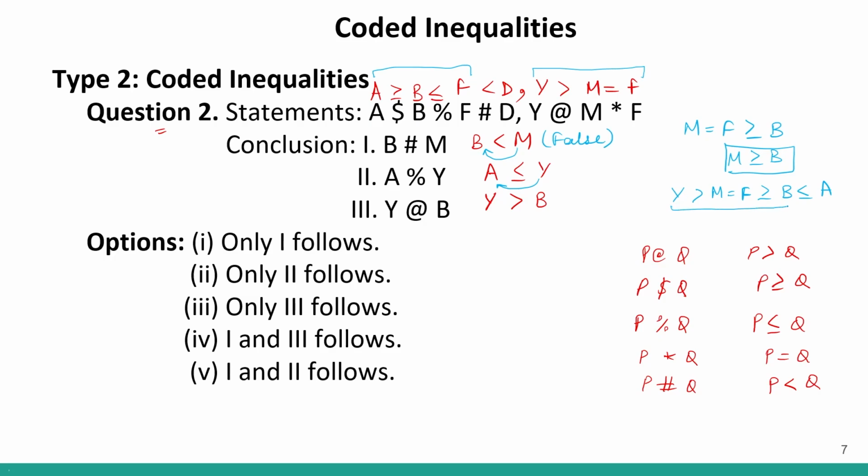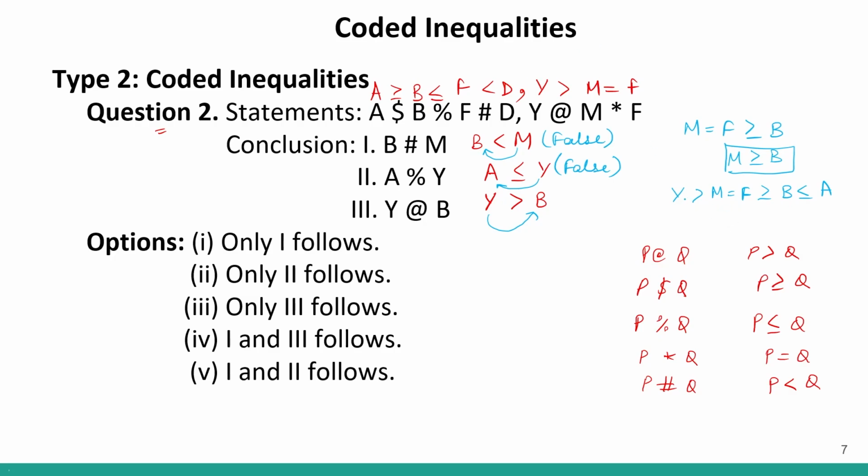So I can move up to here, but I cannot proceed forward. Bigger door to smaller door. So this will also be false. Correct? Coming to the third one. So we will move from y to b because y is greater than b. So if I move from y to b, I can see a relation.